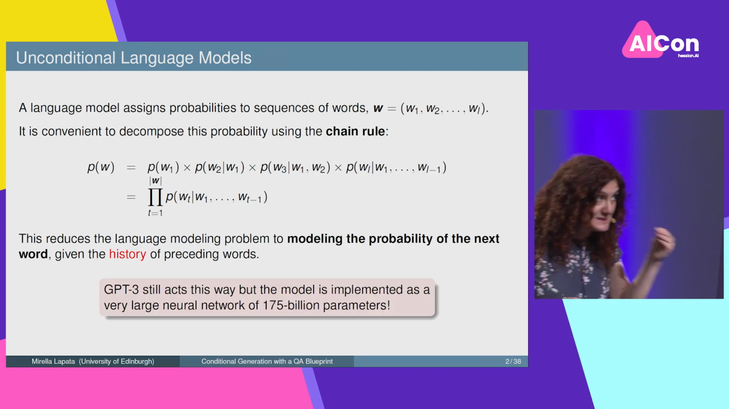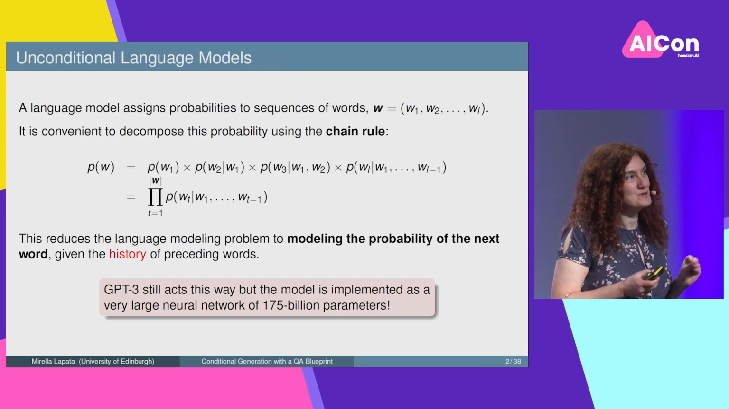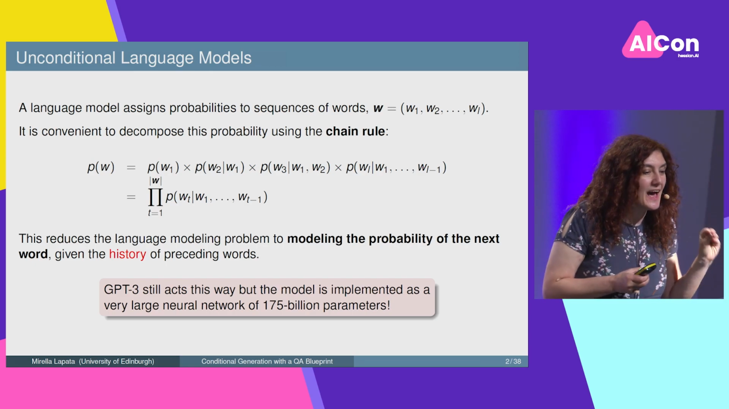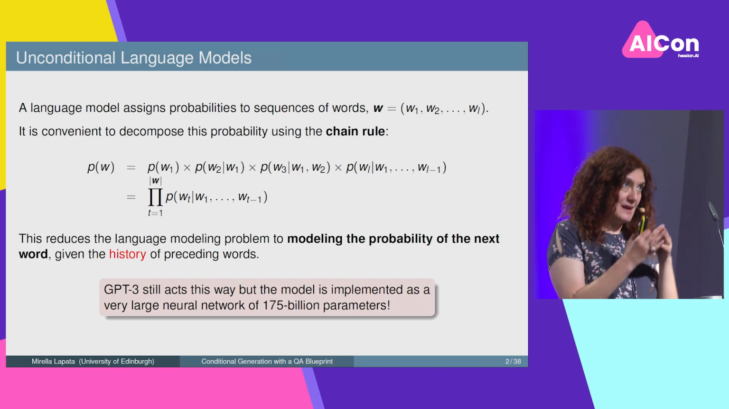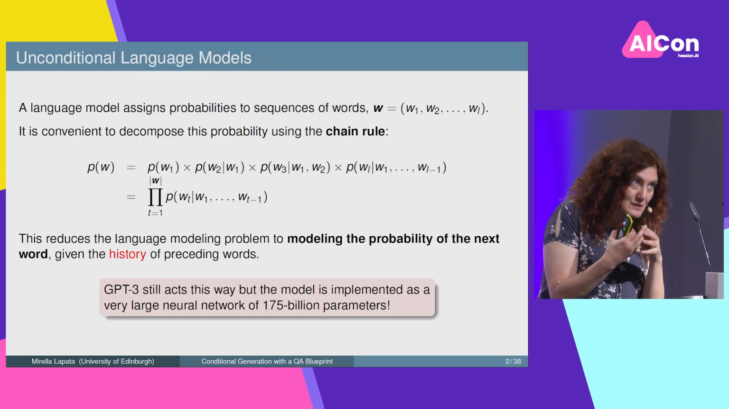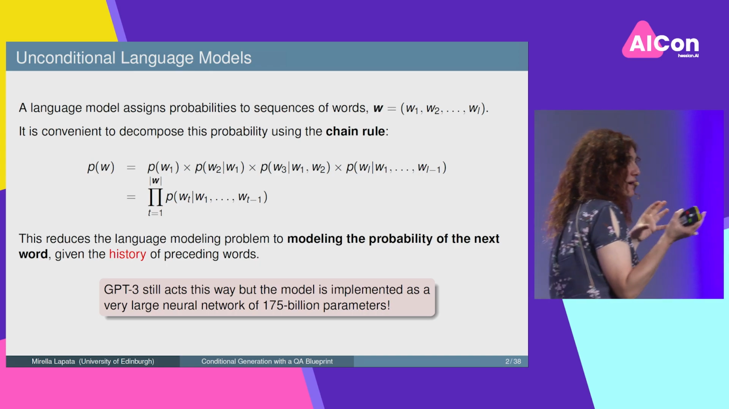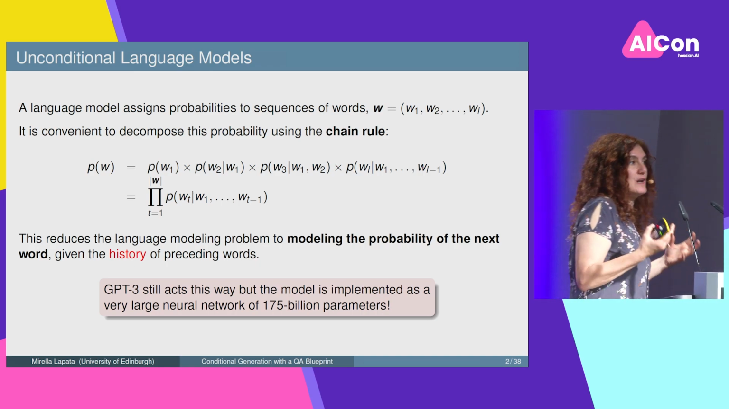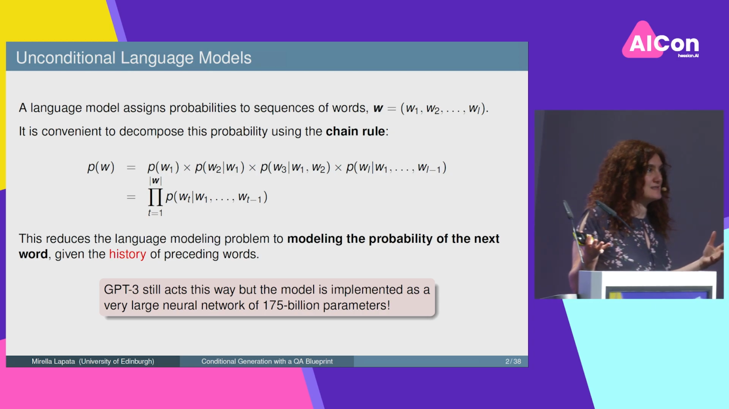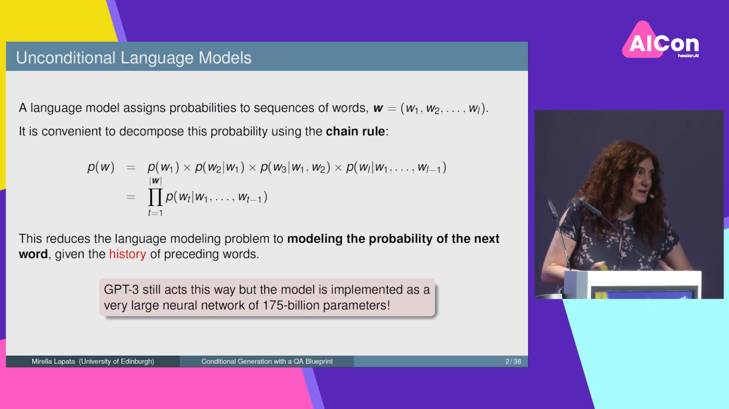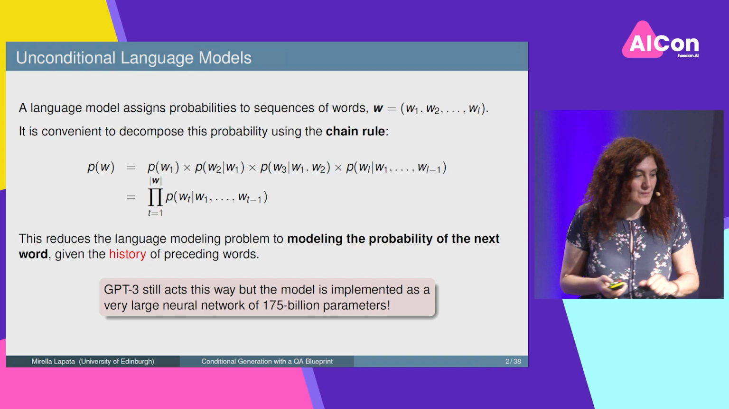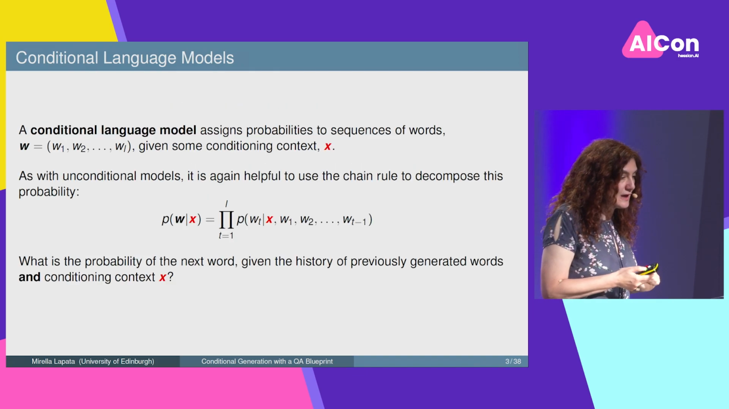And GPT-3, or any variant of GPT, let's say GPT-X, still acts this way. But they implement this model with a ginormous neural network with 175 billion parameters. But you don't have to use a neural network. You could just go and count these things. It's just that we don't do that anymore because neural networks are so much better. OK, so this is an unconditional language model.